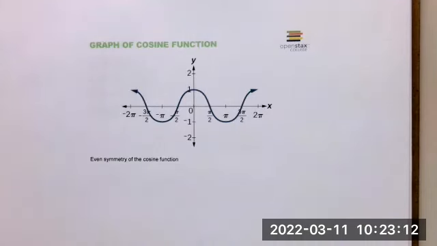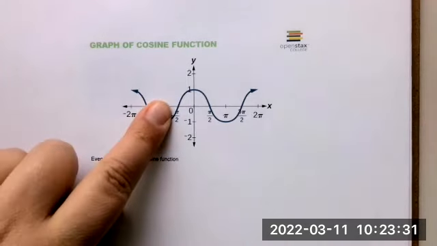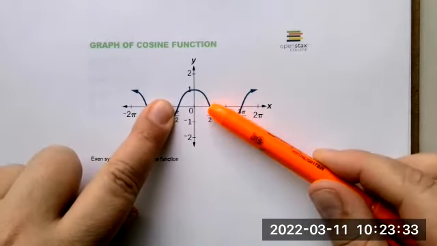Now let's talk about cosine function and its inverse. Well, remember that when we were talking about sine function and its inverse, we selected a piece of the function that was a one-to-one function. And that piece was in the interval from negative pi over 2 to pi over 2.